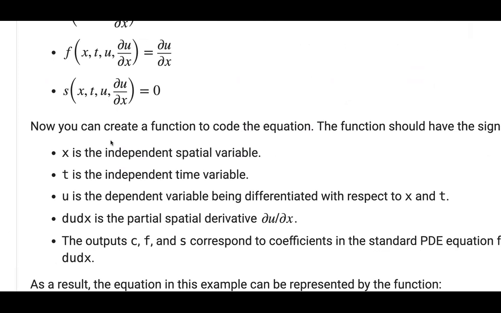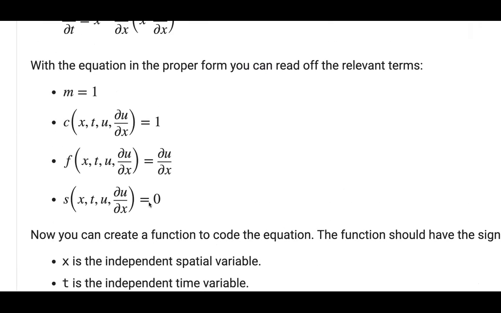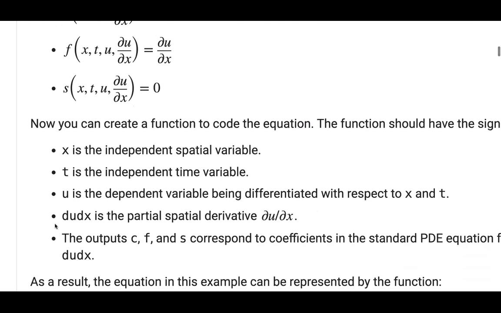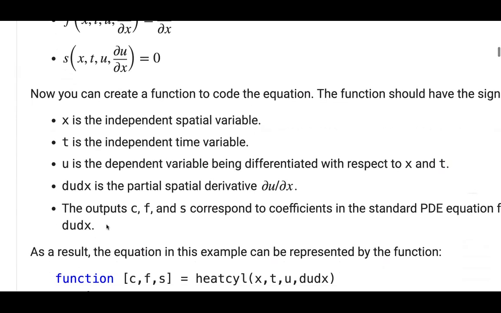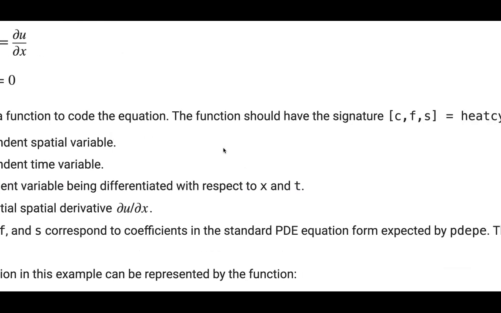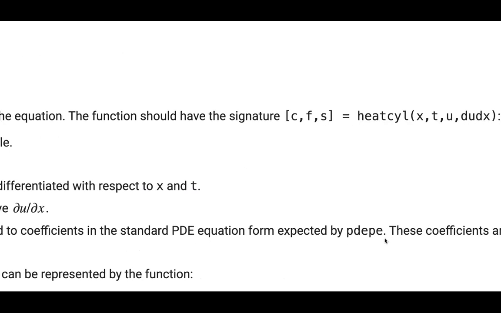Now you have to decide what the variables are. So x is your independent spatial variable, t is your independent time variable, and u is the dependent variable that depends on both x and t. So u is a dependent variable that is differentiated with respect to both position and time. du/dx is a partial spatial derivative, corresponding to dou u by dou x. Now you have certain outputs, f, c, and s, that you get from here. These correspond to the coefficients of the standard PDE equation that are expected by PDEPE.